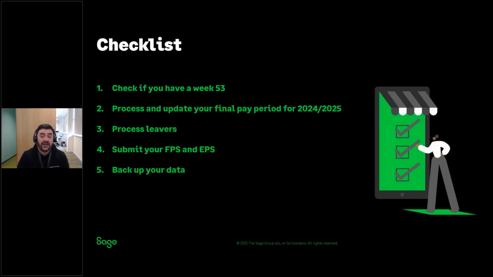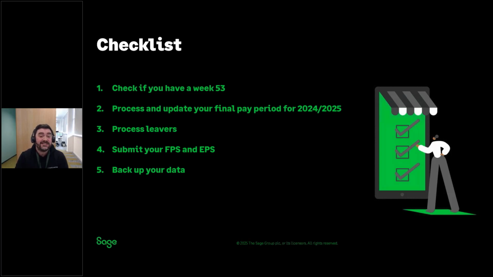Second step we'll take a look at is processing and updating your final pay period for 2024 to 25. So that's your last pay date of the tax year. Once you've updated records, the next step is to ensure you've processed any leavers that left in the 24 to 25 tax year and have received their final pay. So a quick check to make sure you've dealt with any leavers.